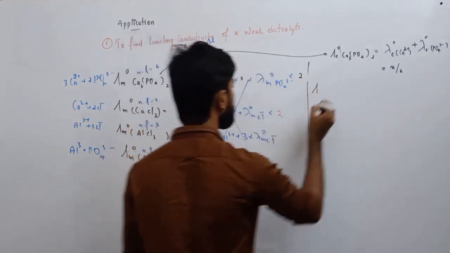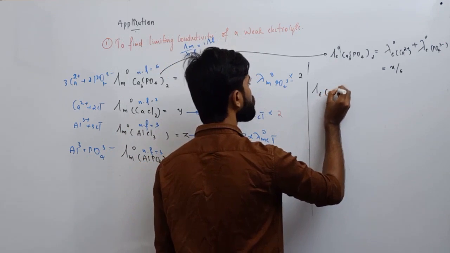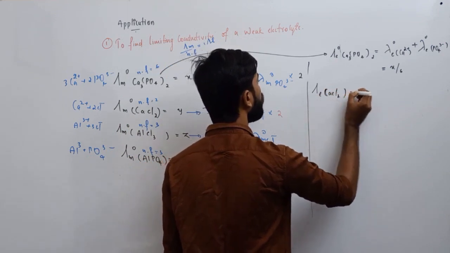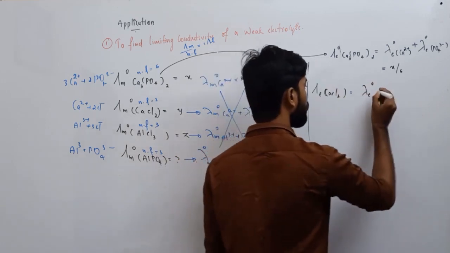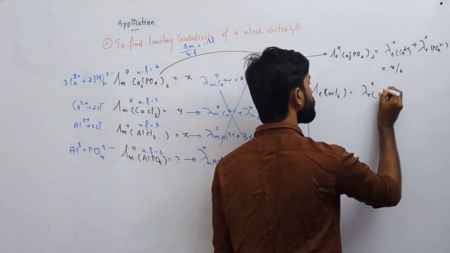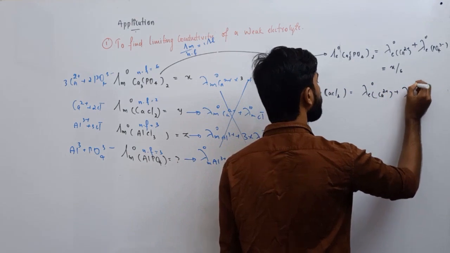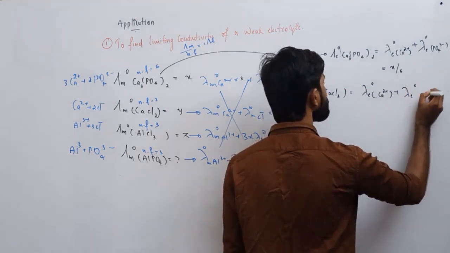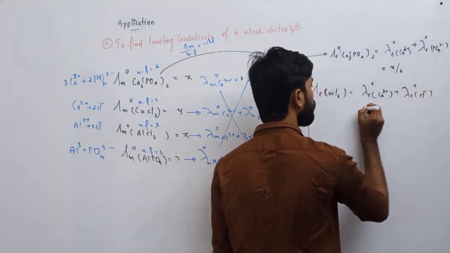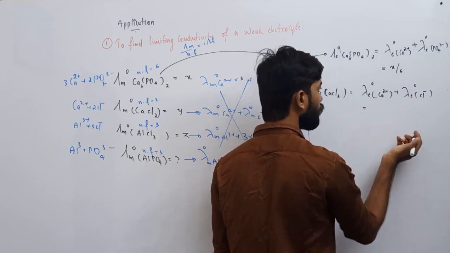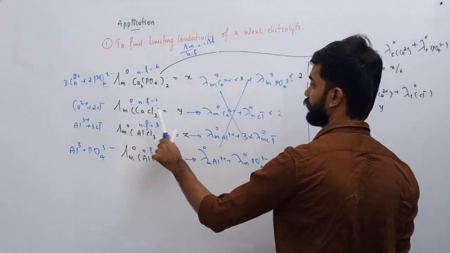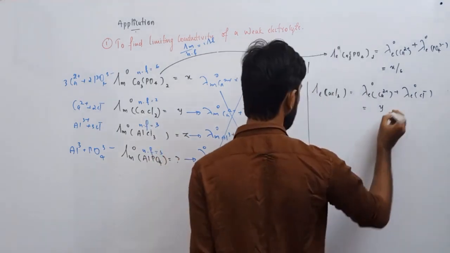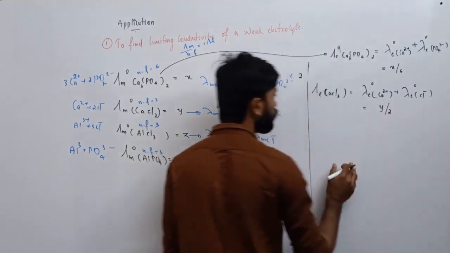Equivalent conductivity of CaCl2. Equivalent conductivity of CaCl2 is equivalent conductivity of Ca2+ plus equivalent conductivity of Cl-. Ready? And this will be equal to the molar conductivity divided by n factor. The molar conductivity is given in the question as y, where the n factor we know that it is 2. So this is y by 2.